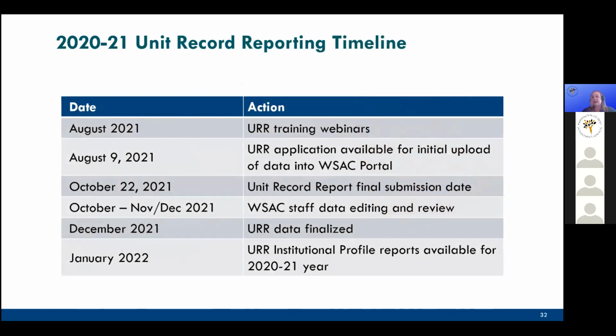And then unit record, that's the other fun report that you all love. For the 2021 year, so this year that we're completing now, they're going to start having the training webinars starting in August. So you should be hearing from Anne. And the rest of the dates are there. The interim reporting and some of these timelines are also in the program manual, which will be coming out shortly as well. So you don't have to memorize the dates at this time.